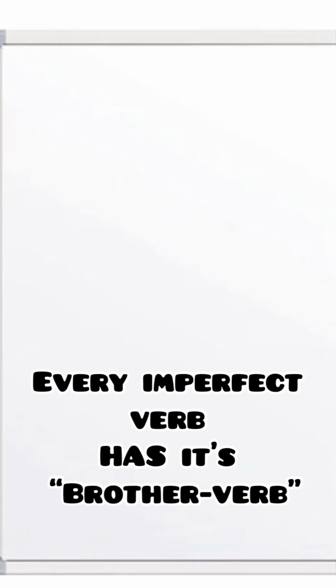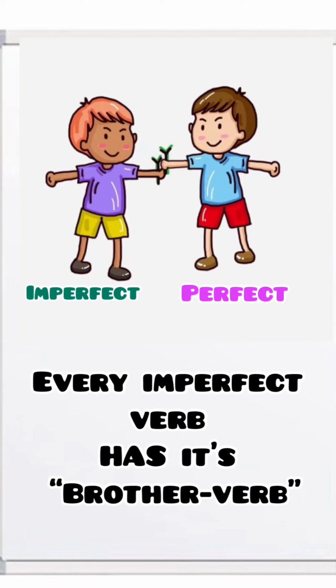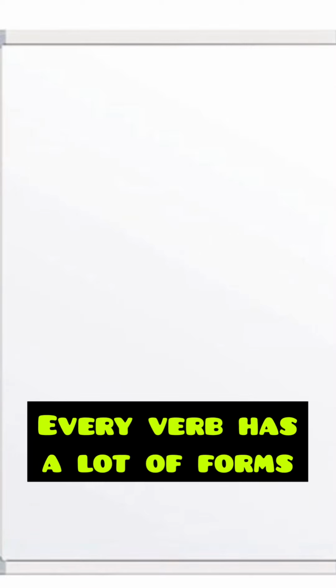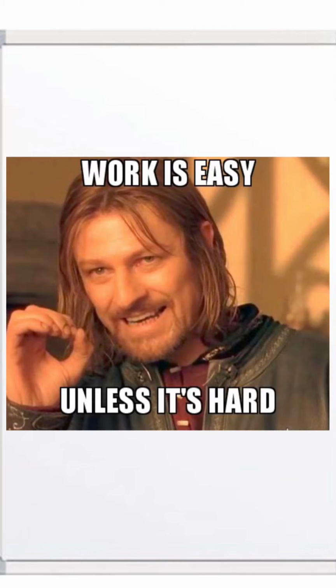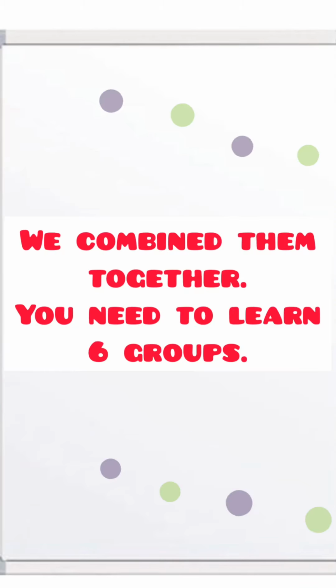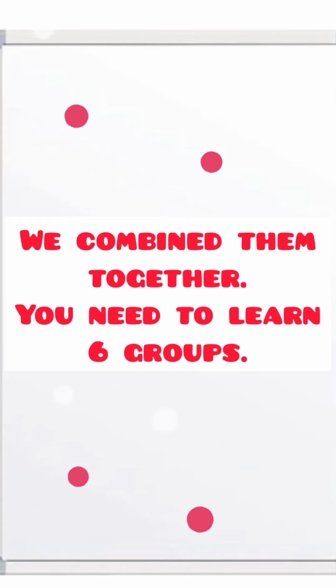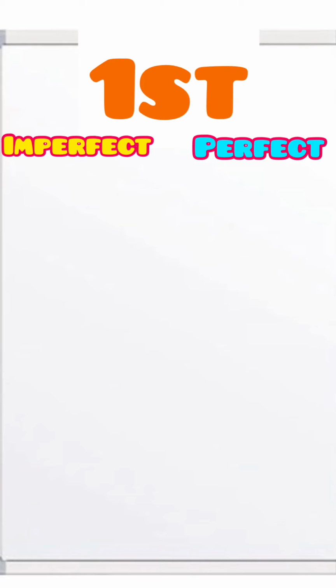At first, we need to know that every single imperfect verb has its own brother perfect verb. And second, every verb has a lot of forms. So, to make it easier for you to learn them, we combine them into groups and divide it into 6 parts. So what 6 groups do we have in Russian language? The first one, imperfect, perfect. Imperfect would be without prefix, perfect would be with prefix.